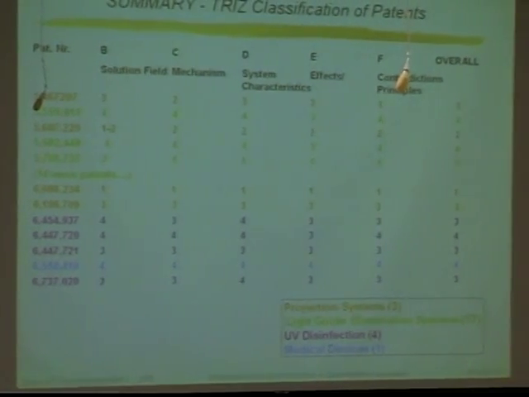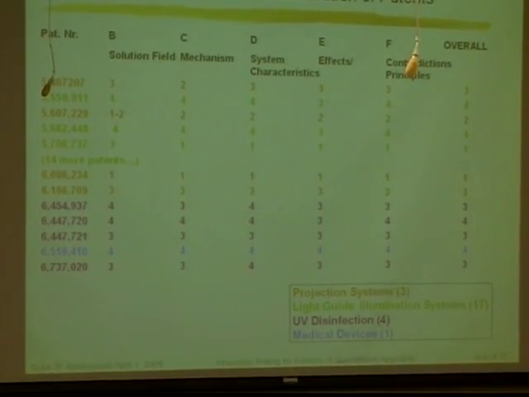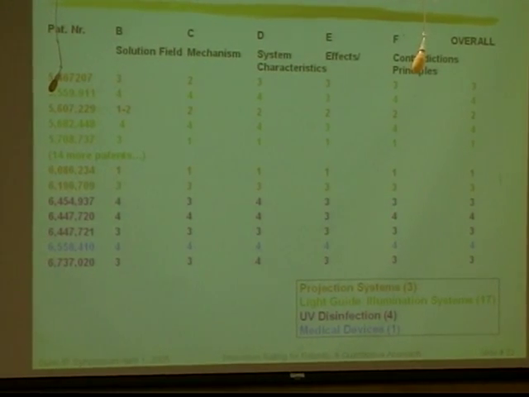Now, I did this analysis for all 17 patents of the portfolio of light guide illumination systems, and I also did it for the portfolio of UV disinfection, and there was another spin-off in the area of medical devices that I rated also. They are color-coded, and to have a better overview, I took out 14 patents in the middle that were low-level patents. The principle was that I did the rating for each of the parameters, B, C, D, E, F, and then calculated an average score. Oftentimes, the levels of the individual parameters are similar, but they are distinct parameters and they may vary. So it is important to calculate an average score.